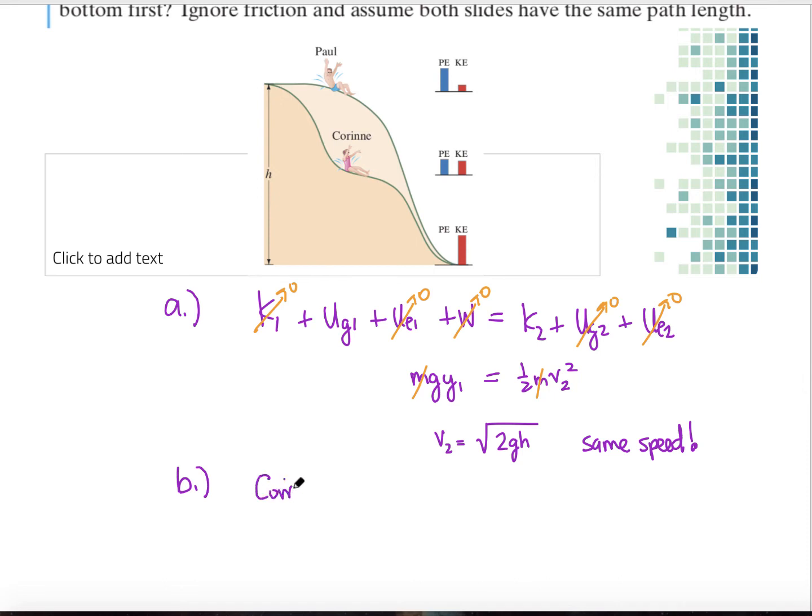So we'll say Corinne, because more kinetic energy for majority of the trip.